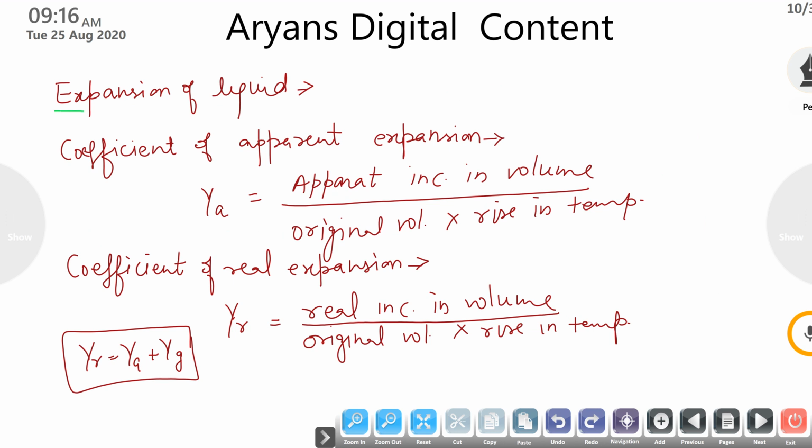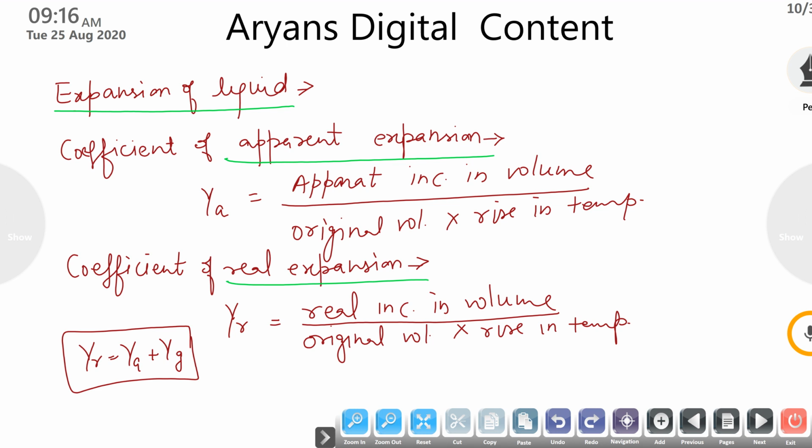Next is expansion of liquid. Now, what we have studied until now is expansion in solids. Now, we have to study expansion of a liquid. A liquid has two types of expansion. One is apparent expansion and the second is real expansion.